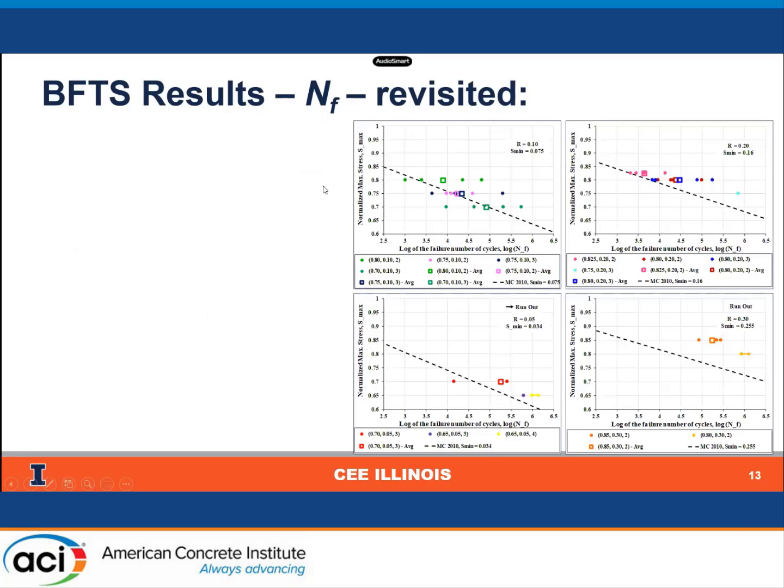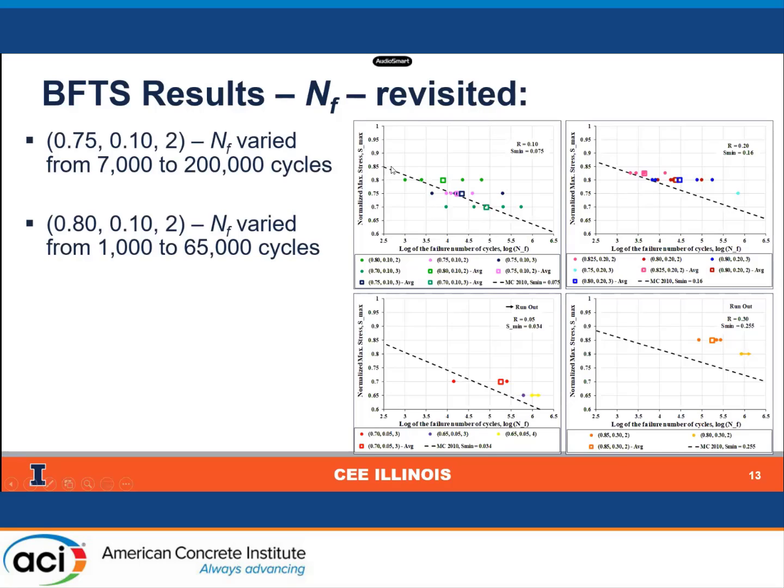So before we did anything, we had to decide what would be the failure number of cycles. So this is from the basic fatigue test series. I've already shown this plot. What can be observed is that on average, the model code predicted it well. But if you look at individual ones, for example, this one test, which is 80% and 10%, the failure number of cycles varied from 1,000 to 65,000 cycles. So now, what would we take as the NF value, and correspondingly, what would be 50%?